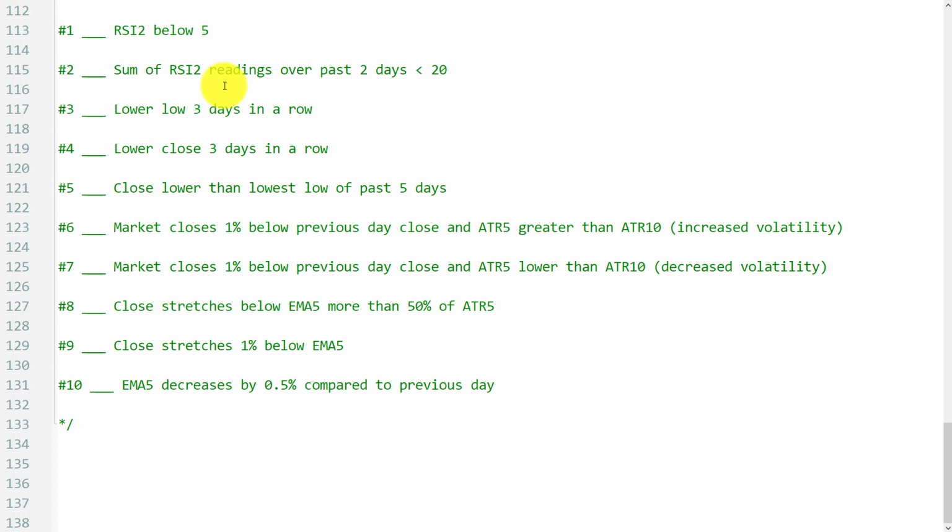Number two is a slightly different take on this. Again, we're using the RSI, but we're not just looking at one particular reading. We are looking at the cumulative reading of RSI over the past 2 days. Across these 2 days, we want the RSI reading to be below 20.